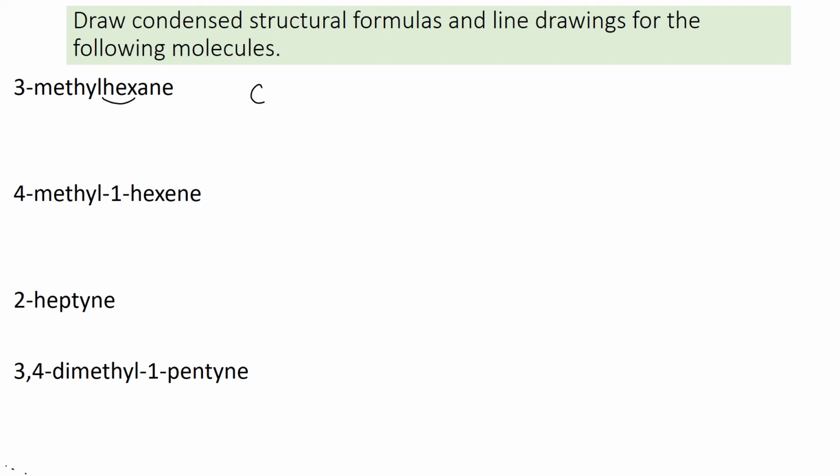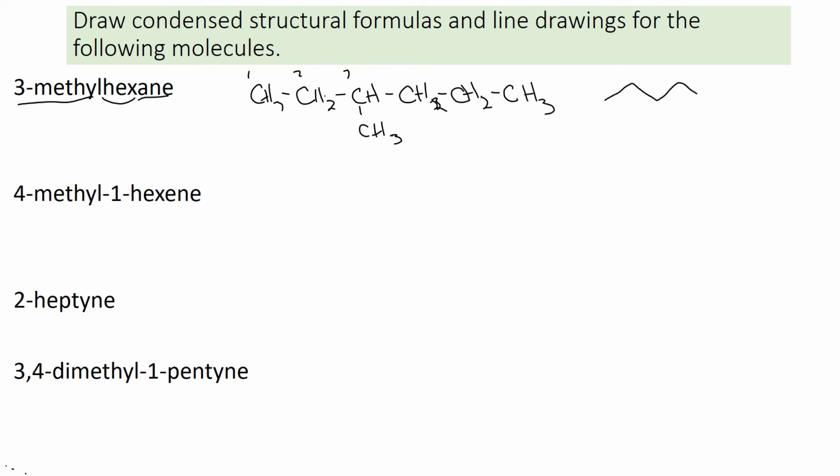So hex is 6 carbons. Ane means single bonds. 3-methyl, carbon 1, 2, 3. We'll put a CH3 group. And then add the hydrogens. H3, H2, H2, H3. Oh, sorry, that's H2, H2, H3. So the line drawing, 1, 2, 3, 4, 5, 6. And on carbon 3, you have a methyl.